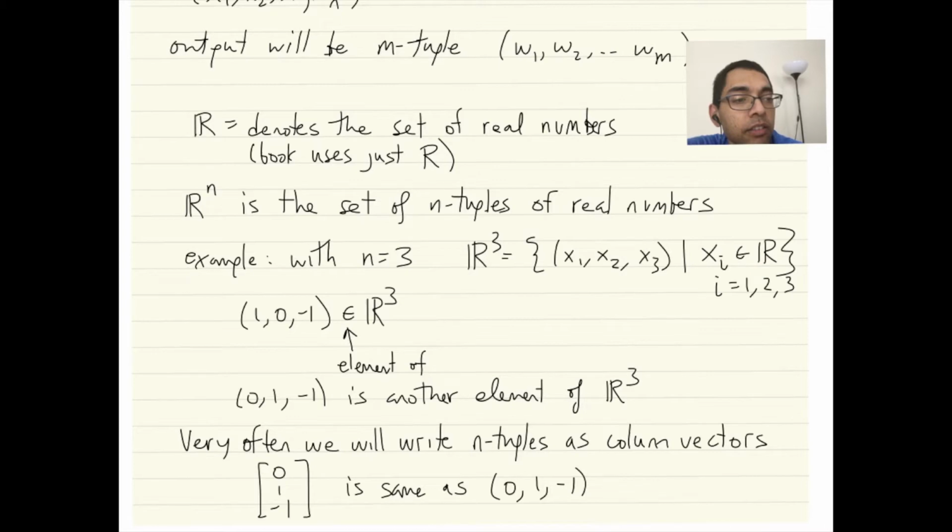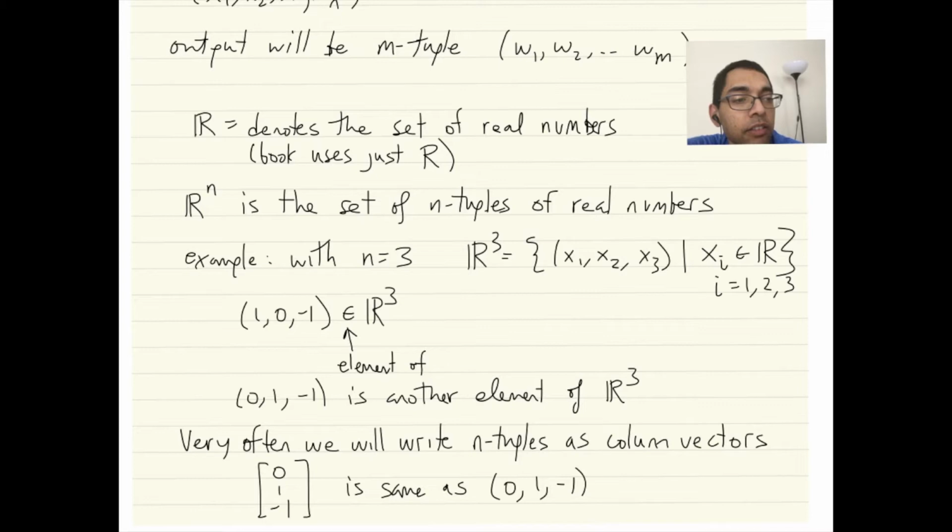So this is what this backwards looking E or epsilon symbol means. It means, or is read as, an element of. So we say that the 3 tuple 1, 0, negative 1 is an element of the set R to the third power, or R cubed. Another element is 0, 1, minus 1.